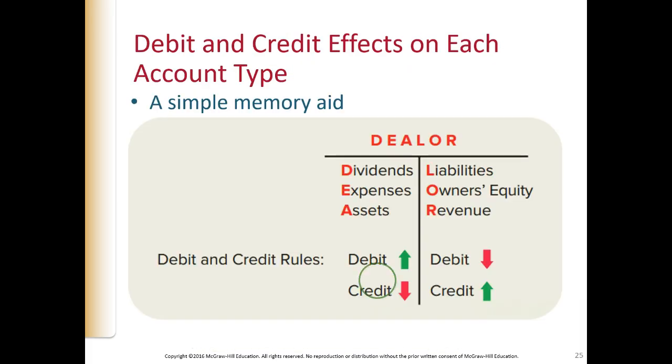Here is maybe an easy way to understand the rules. They use the word DEALER. If you take the first three letters, dividends, expenses, assets, they all increase with debits. And the LOR, liabilities, owner's equity, and revenue, they increase with credits. So if you can memorize this and it helps, that's great.